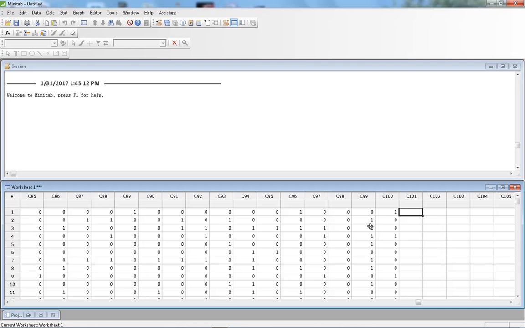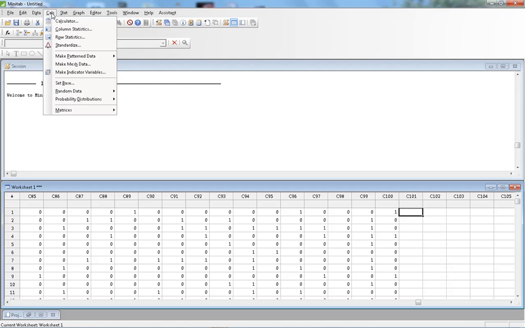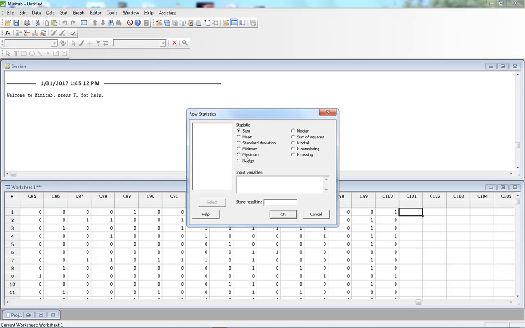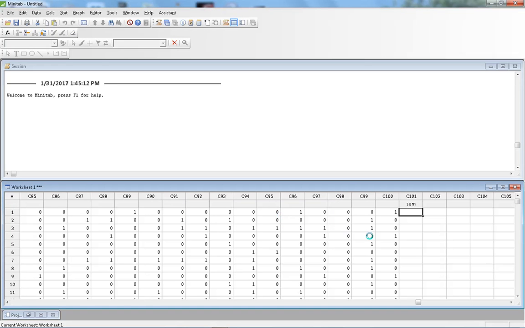I do this in Minitab using the Calc menu and then selecting Row Statistics and Sum. Then I enter columns C1 through C100 and store the result to get the sum for each row. Notice the last column, 101, now is the number of Toyotas, or the sum in each sample of 100.